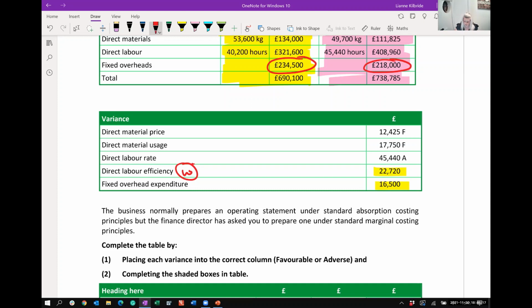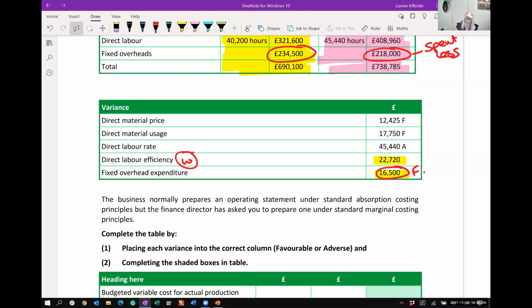234,500 minus the 218 does give you the value of 16,500, but we need to think, is it going to be adverse or favourable? So if we wanted to spend 234, well done. Yeah, we've got answers coming through onto that chart. It's going to be a favourable variance because we've actually spent less than what we originally budgeted. Because remember, your fixed costs remain the same regardless of the level of activity when you're dealing with budgets.